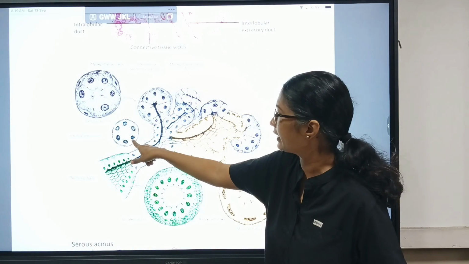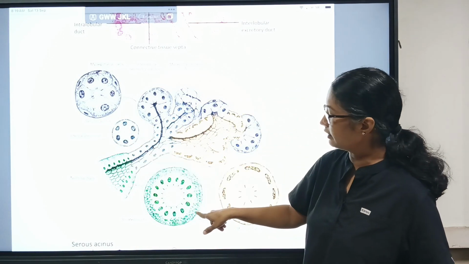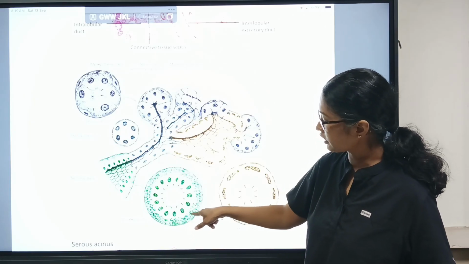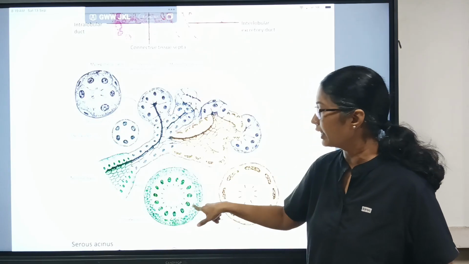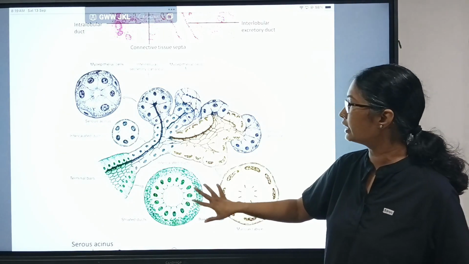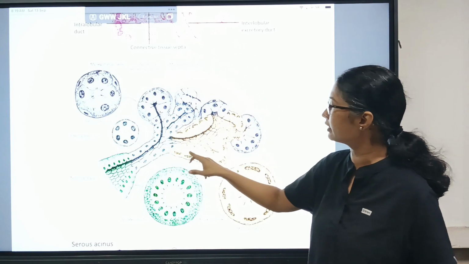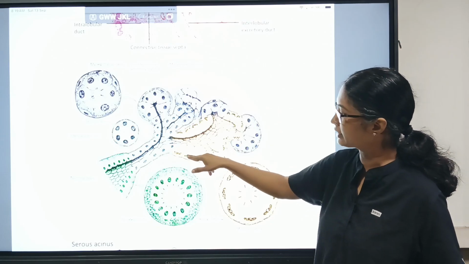This is the intercalated duct, which has low cuboidal cells, whereas the striated ductal cells are tall columnar with striations. These striations are because of the mitochondrial activity in this area, because these cells play an important role in ion exchange, as I said. So these are the main parts of a salivary gland, and according to the description, the nuclei are placed on the basal side.